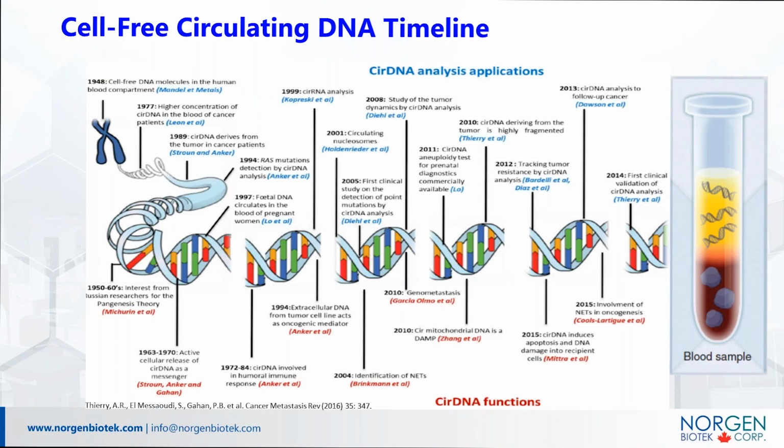in 1977, was that the concentration of circulating DNA from cancer patients is greater than that from healthy individuals. At that point, it opened the potential of analyzing the circulating DNA for biomedical applications in oncology.